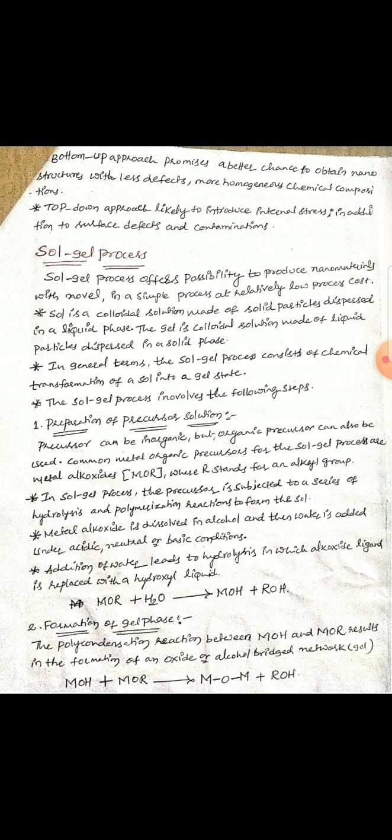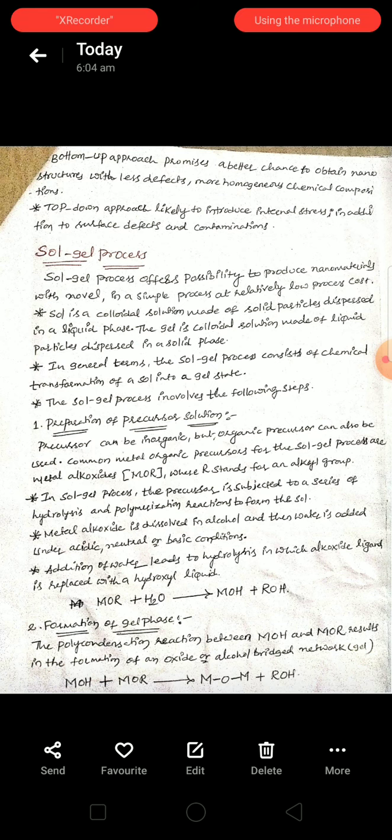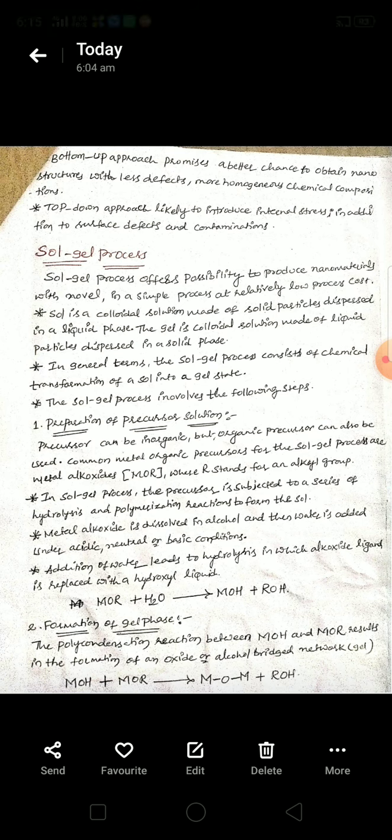For this reason, we are not preferring the top down approach. Okay, bottom up approach, why are we preferring the bottom up approach? Because the nanomaterials are synthesized with fewer defects and more homogeneous chemical compositions.